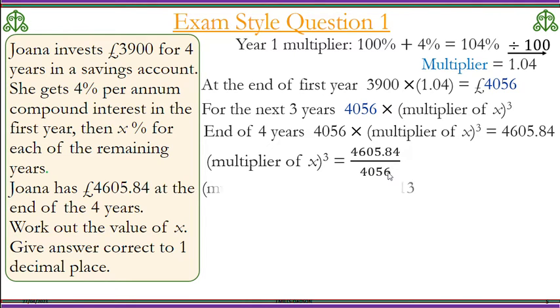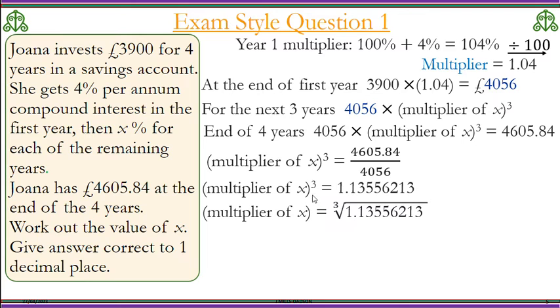Let's work out what this will be. So that's what we have. And to work out the multiplier of X, we can now work out the cube root on both sides. Which means that our multiplier that comes from X is 1.0432 continues.